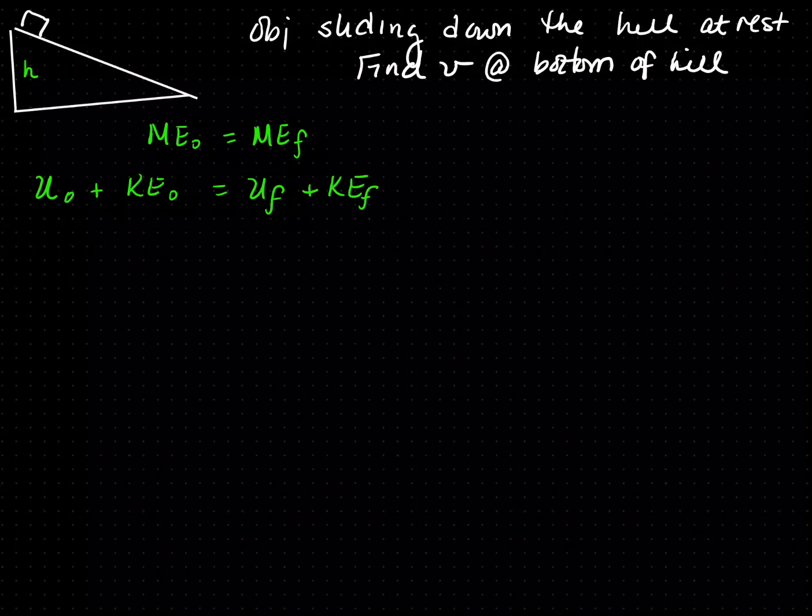At the beginning, since it's starting at rest, there is no kinetic energy because there's no velocity. Since we have height, we're going to have potential energy, which is mgh. At the end, there is going to be no potential energy because it is at the lowest point, and kinetic energy is what it's going to have. So this becomes 1/2 mv squared. The masses cancel out because it's the same. And if I rearrange, this becomes the square root of 2gh.